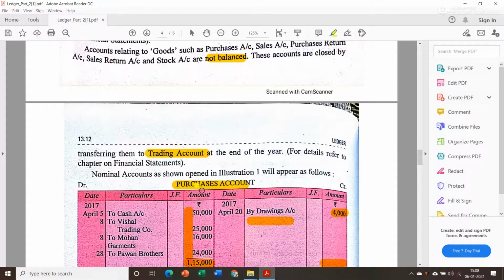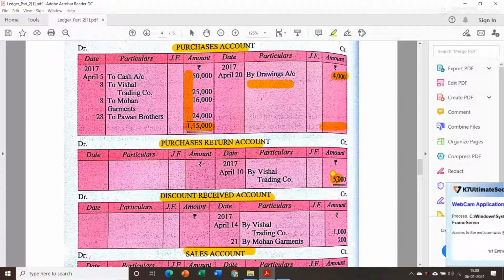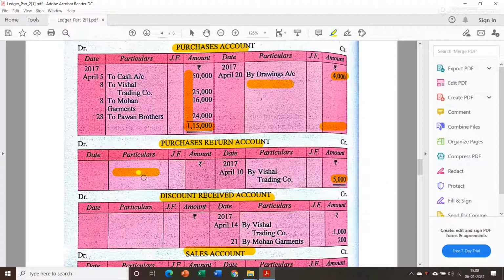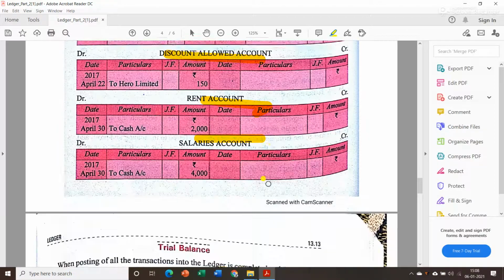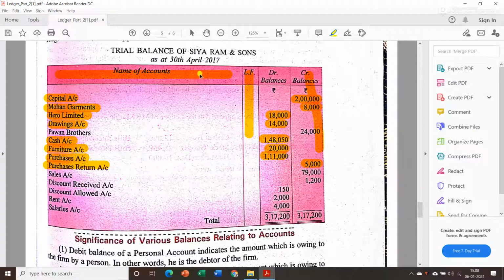Then after the purchases account we have the purchases return account. Since this 5,000 is written on the credit side, if we write here balance carried down 5,000, again this will come on the credit side as balance brought down, that means 5,000 of credit balance. So the purchases return account will show a credit balance of 5,000. Like this you have to make a list of all the ledger accounts that you have prepared. You have to write their names, then you have to write their balances according to the debit or credit balance that you got.